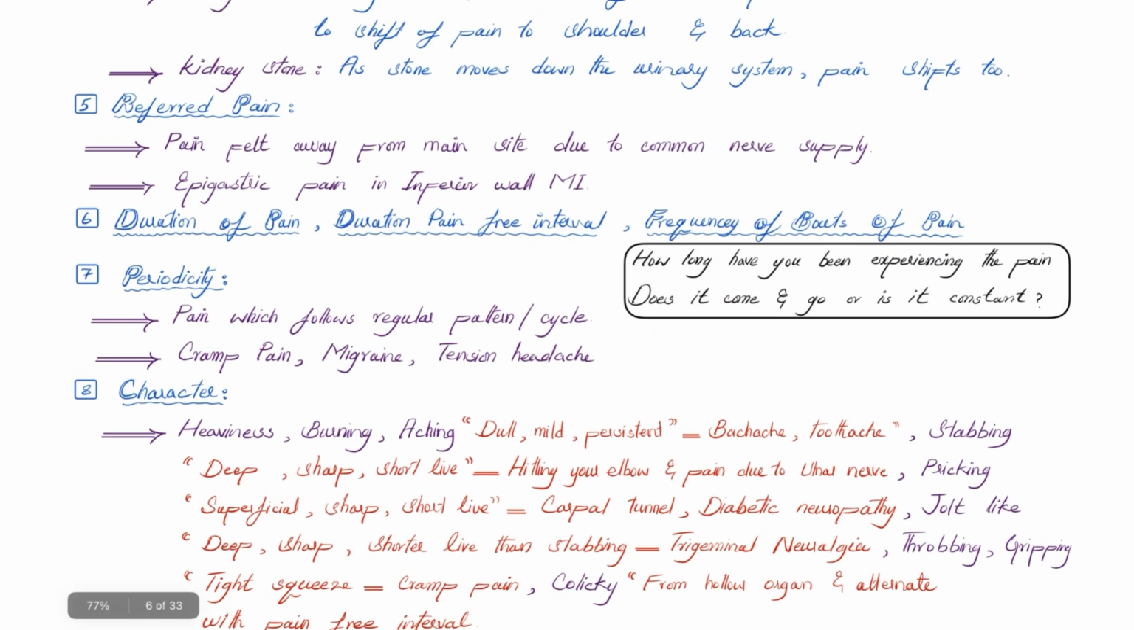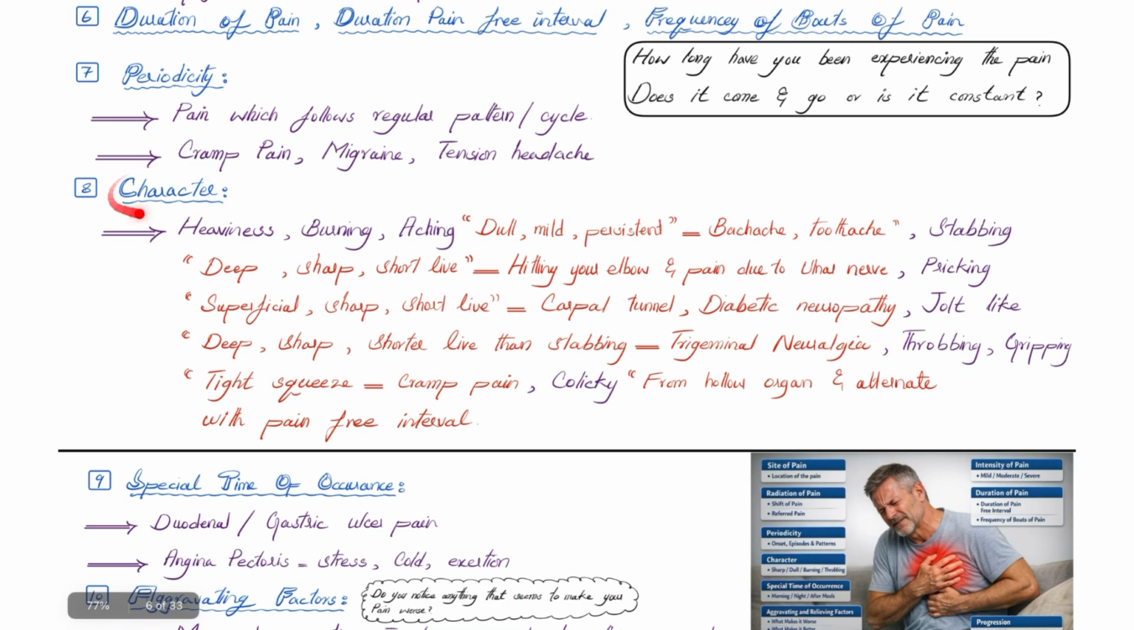Then try to know the periodicity of pain. Pain which follows a regular pattern or cycle, like menstrual cramp pain, migraine, and tension headache. Then character of pain. Character of pain can be crushing and squeezing type, that's called heaviness, burning type, or aching. Aching is called dull, mild, and persistent pain like back pain, any kind of muscular pain, or toothache. Stabbing pain is deep, sharp, and short-lived.